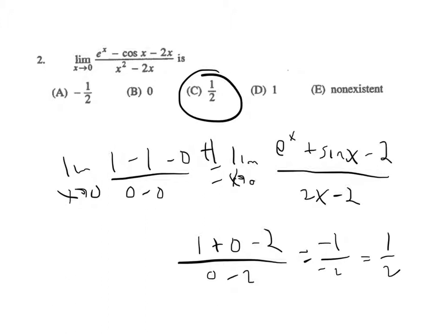A sign error would have gotten you to that one, choice A. So I bet that was a common mistake.